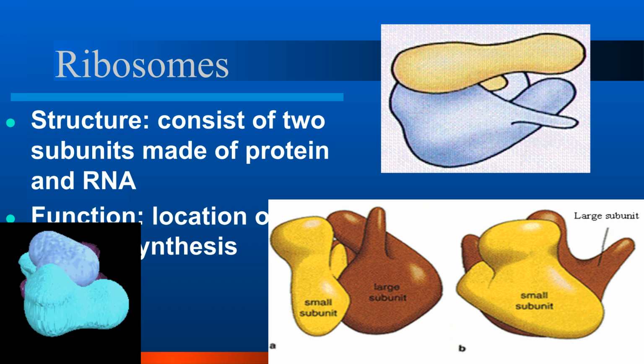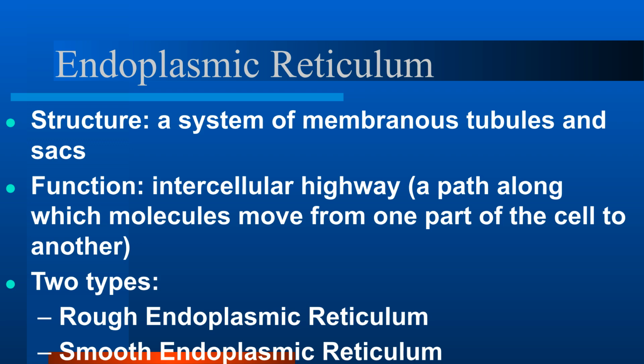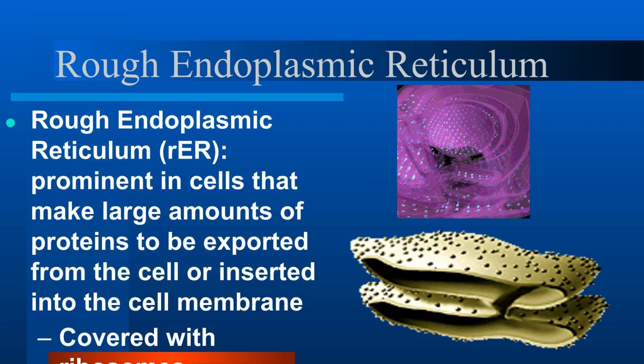Ribosomes consist of two subunits made of protein and RNA. They are the location of protein synthesis. The endoplasmic reticulum, or ER, is a system of membranous tubules and sacs. It acts as an intracellular highway for molecule movement. There are two types, rough and smooth. The rough endoplasmic reticulum, or RER, is covered with ribosomes. It is prominent in cells that produce large amounts of proteins for export or insertion into the cell membrane.